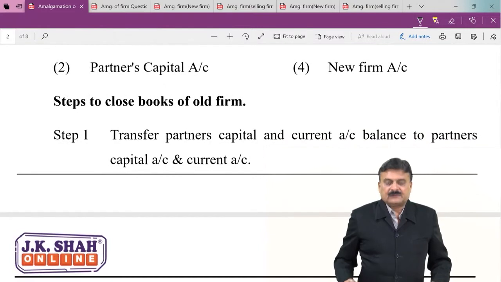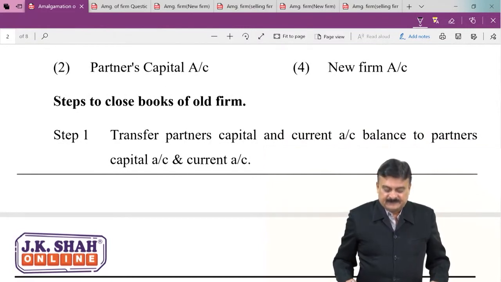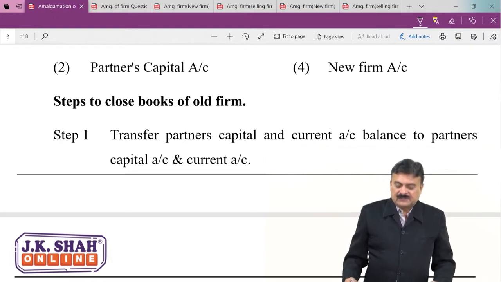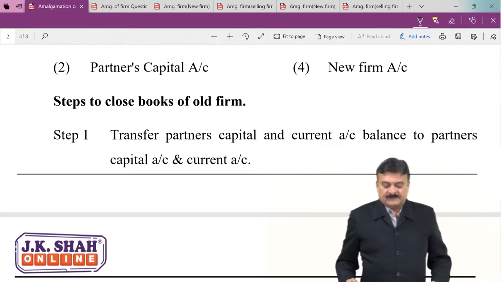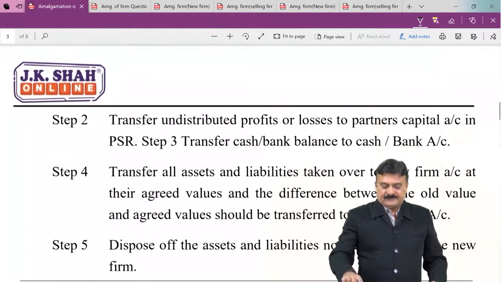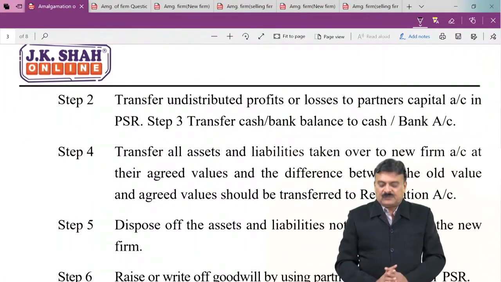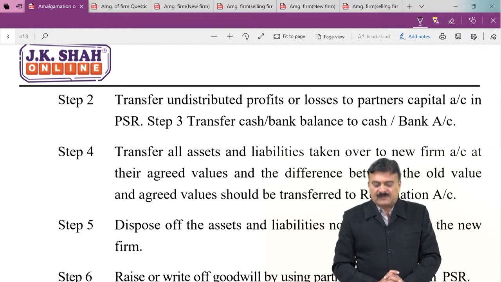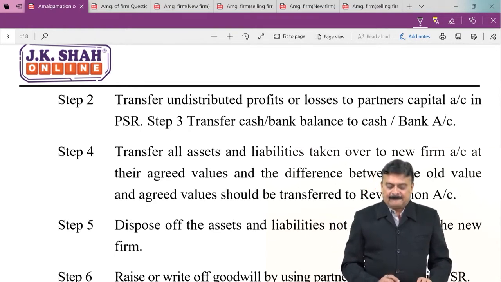Steps to close the books of the old firm. Step 1, transfer partners capital and current account balances to partners capital account and current account. Step 2, transfer undistributed profit or losses to partners capital account in PSR, something like dissolution only. Step 3, transfer cash and bank balance to cash bank account.